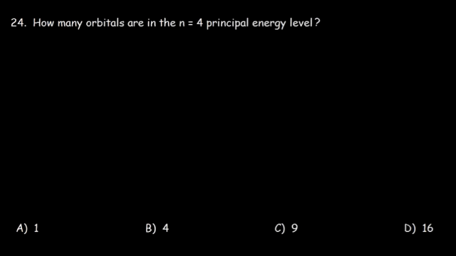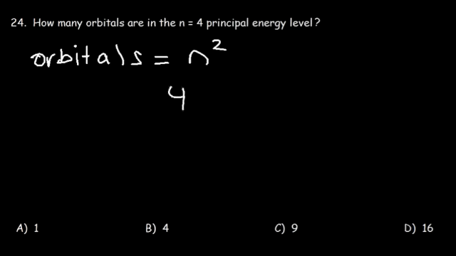Number 24, how many orbitals are in the n equal 4 principal energy level? The equation that you need is this. The number of orbitals is equal to n squared. So that's 4 squared, which is 16. So D is the correct answer.